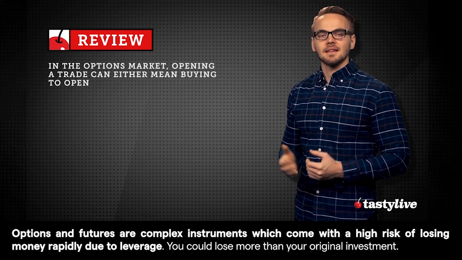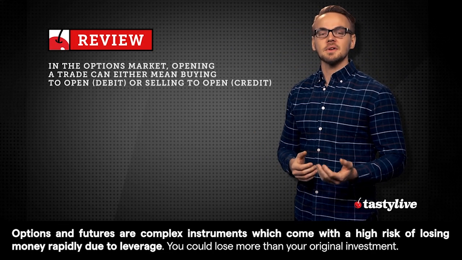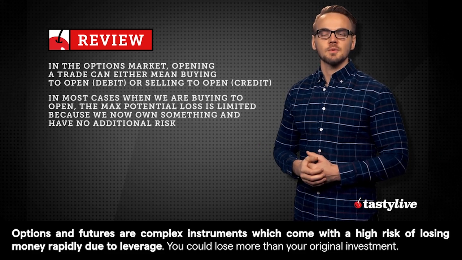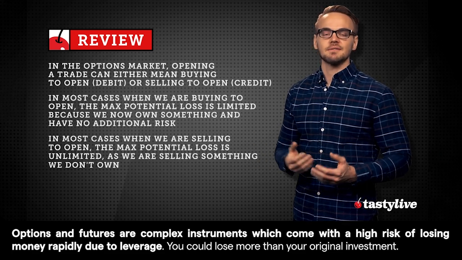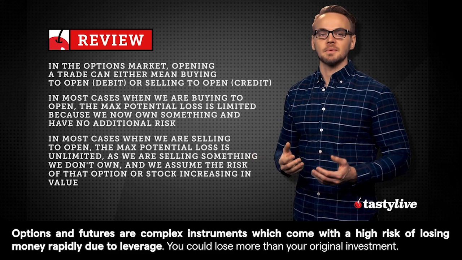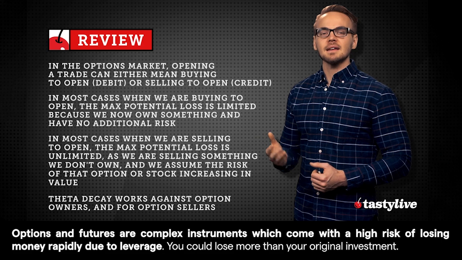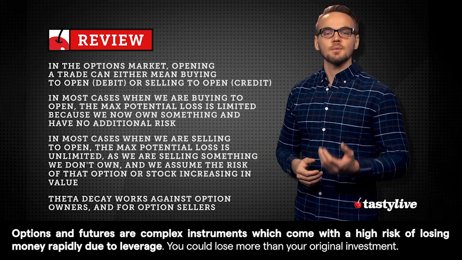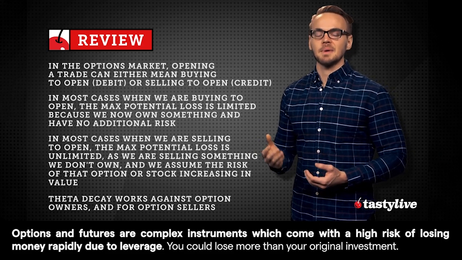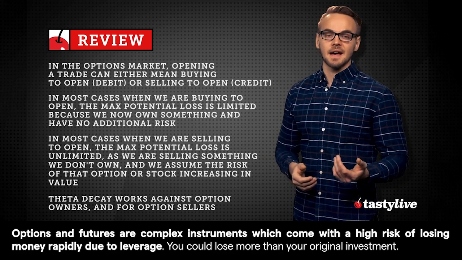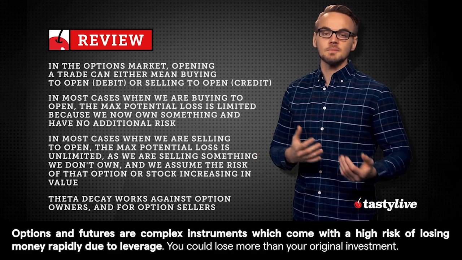Let's review. In the option and stock world, we can open a trade by either buying or selling something. If we buy to open, we pay a debit and we hope it increases in value. If we sell to open, we collect a credit and we hope it decreases in value. When buying an option, spread, or stock, our risk is typically defined at the debit paid. When selling an option or stock, our risk is typically undefined as we're collecting premium to assume the risk, which could be undefined.